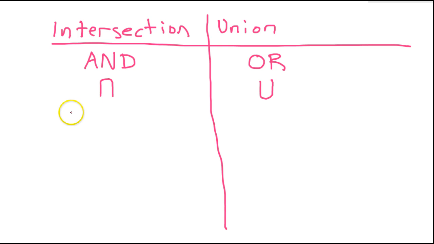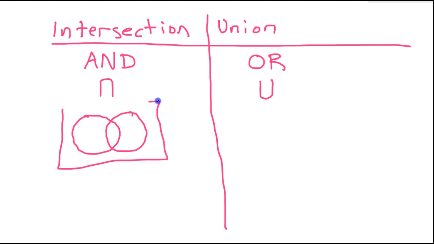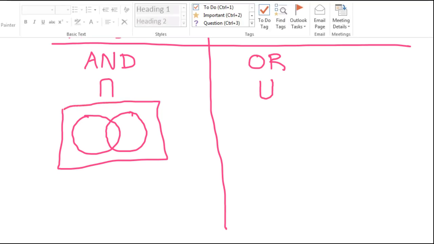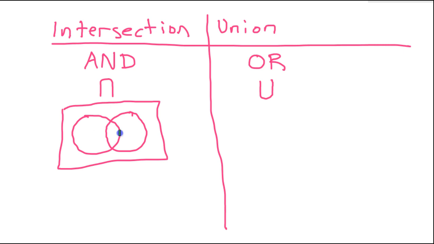Now, when you're looking at a Venn diagram, and is very picky. If this circle represents one set and this circle represents the other set, here's sort of the universe. And this set and this set, we're talking about the overlap between these two sets. So and is all about the overlap.